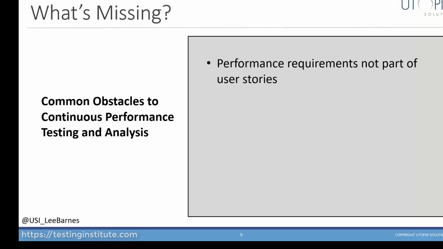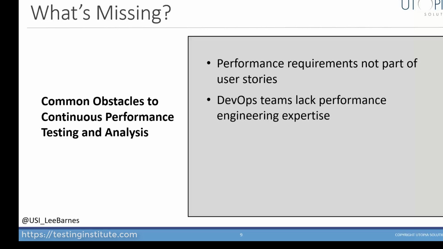First is a lack of performance-related requirements in user stories. If we're not thinking about performance from the beginning, it's difficult and probably unfair to expect the team to think about it as features begin to move through the development process. Similarly, development teams often lack the knowledge and experience for performance analysis and testing. And this is especially true in organizations where this function was handled by a separate team.